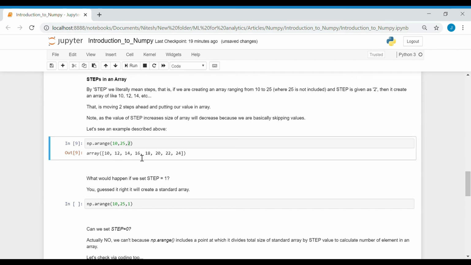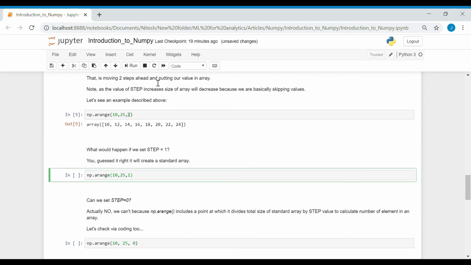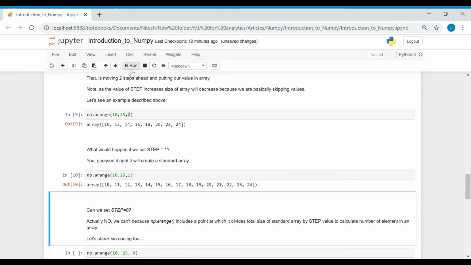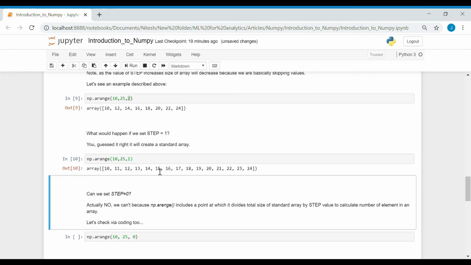and so on. What if we provide the step value equal to 1? I think you guessed it by now. It will provide the standard sequence. It is 10, 11, 12, and 13, because 11 is just one step away from 10. Simple as that.